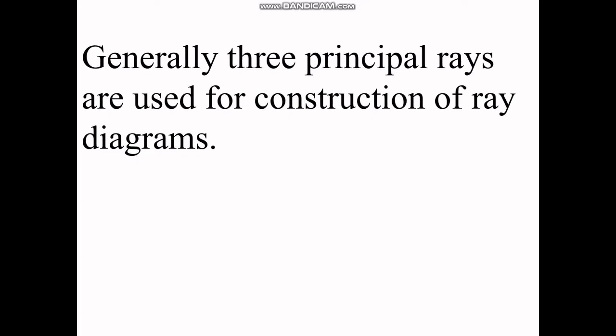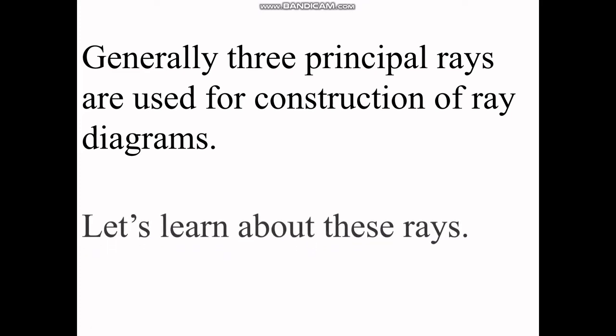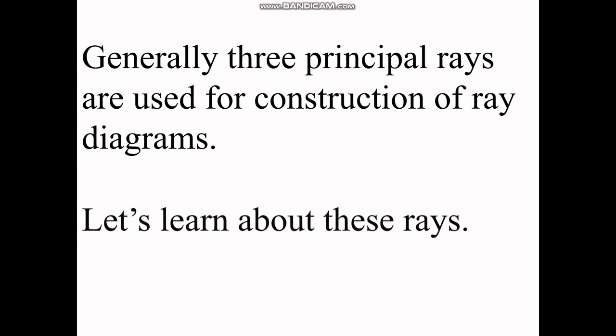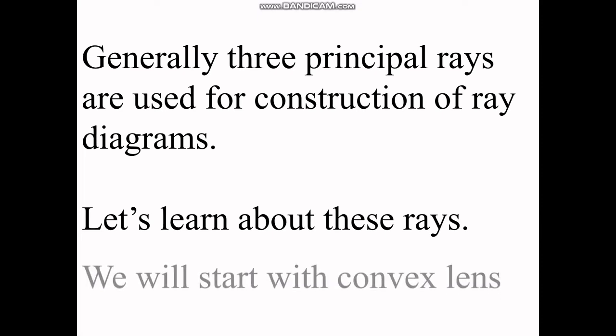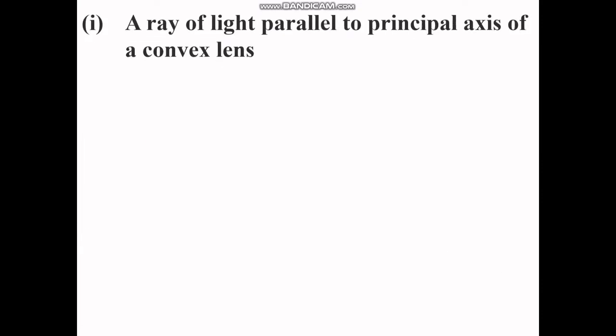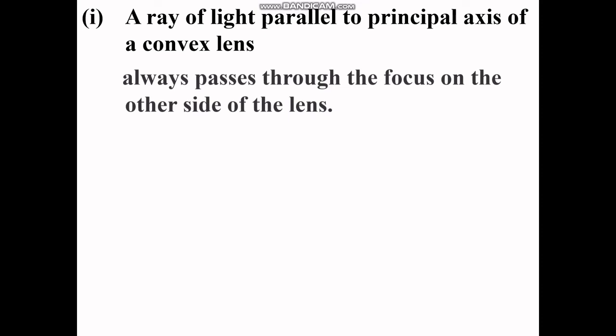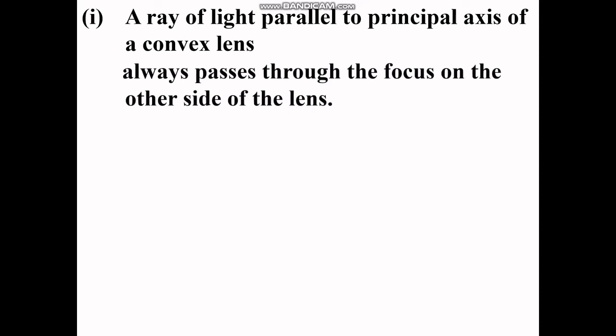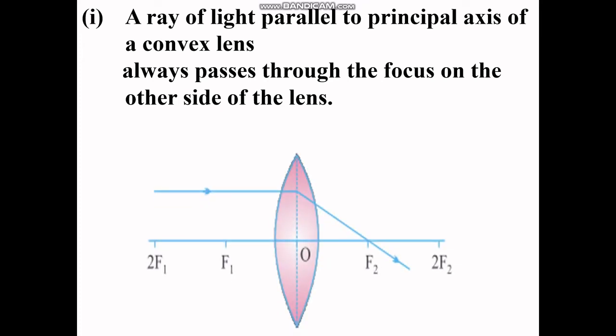Generally, three principal rays are used for construction of ray diagrams. Let's learn about these rays. We will start with the convex lens. First, a ray of light parallel to the principal axis of a convex lens always passes through the focus on the other side of the lens.